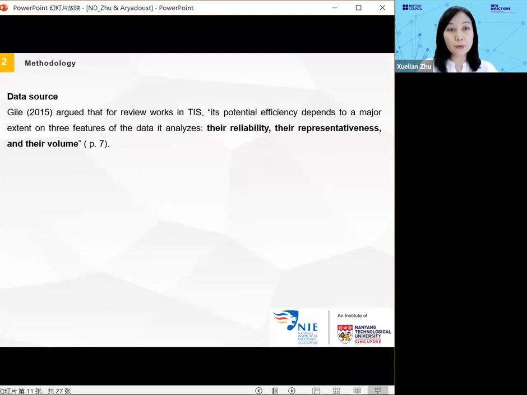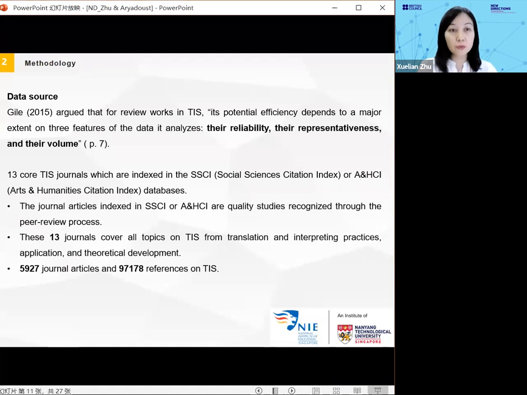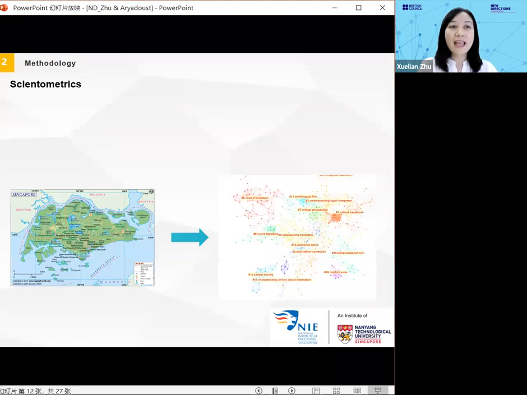When we chose our data source, we relied on three criteria: reliability, representativeness, and volume. Therefore, we chose 13 core journals, and we withdrew almost 6,000 journal articles from them, covering different aspects of translation and interpreting studies. We also employed scientometrics, which is the key method in our study.